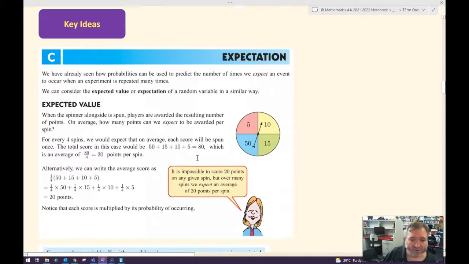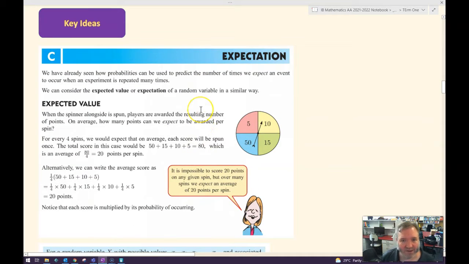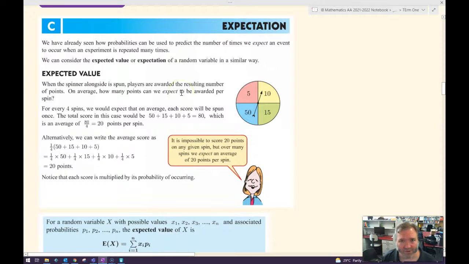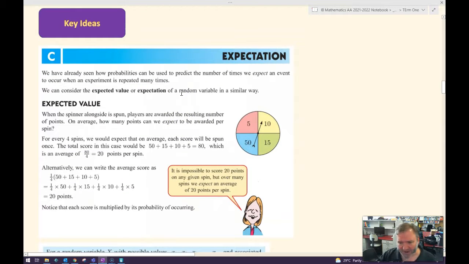Last thing, we can use these to determine expected values. Expected values often come up in gambling, that sort of thing, but also you might be calculating expected return based on different scenarios that you've predicted for your business, so it can be very useful here. Here's a spinner alongside, 5, 10, 15, and 50. The probability of each one there would be a quarter. How would I find the expected value?